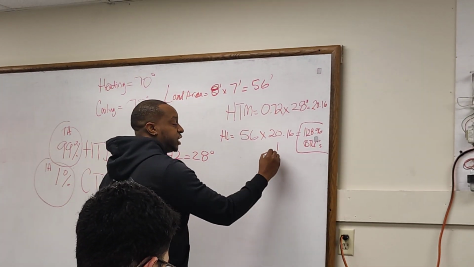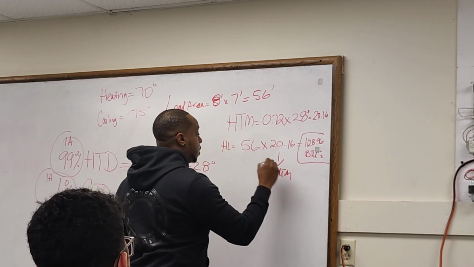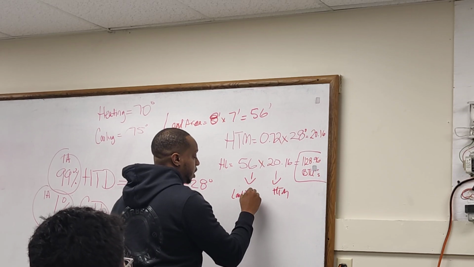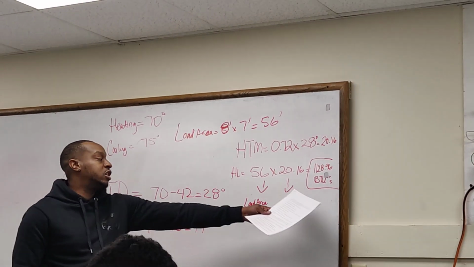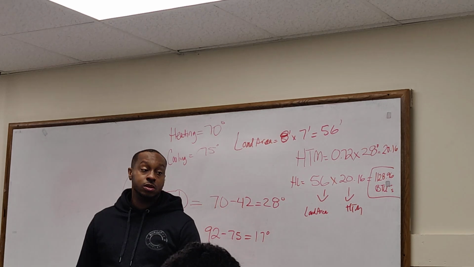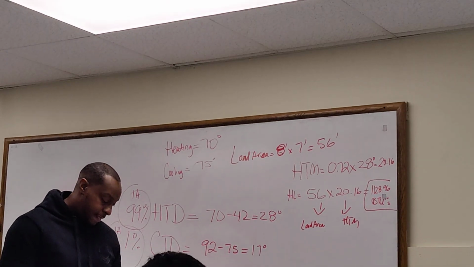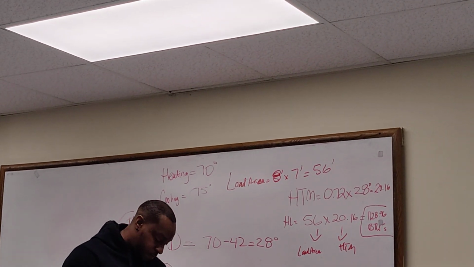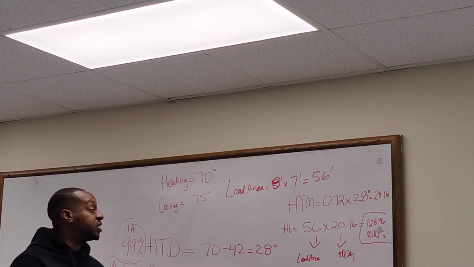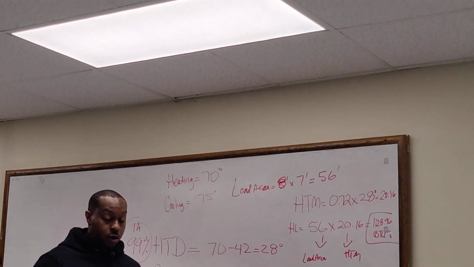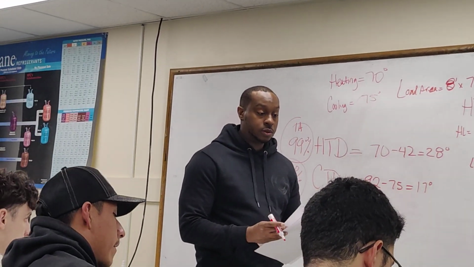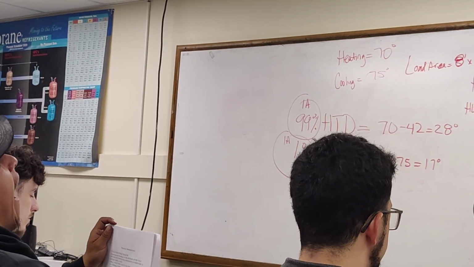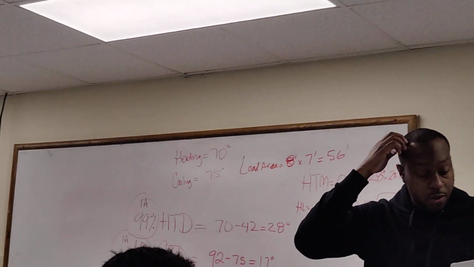So this is the HTM, and this is your load area. That's how you find what your heat load is for the space, in BTUs. So boom, boom, that pretty much explains how to do everything. Real quick, we're going to do the very first one, just HL. What, the heat loss? Did we do the heat loss? They're done the same way.